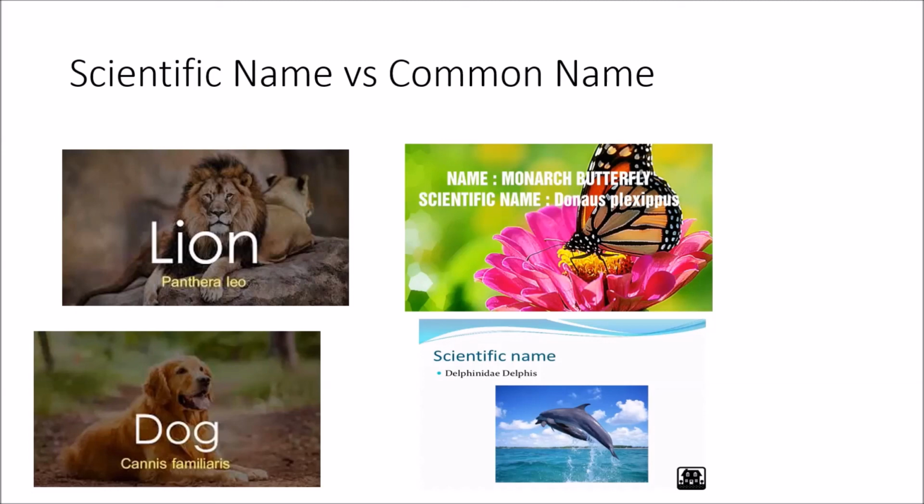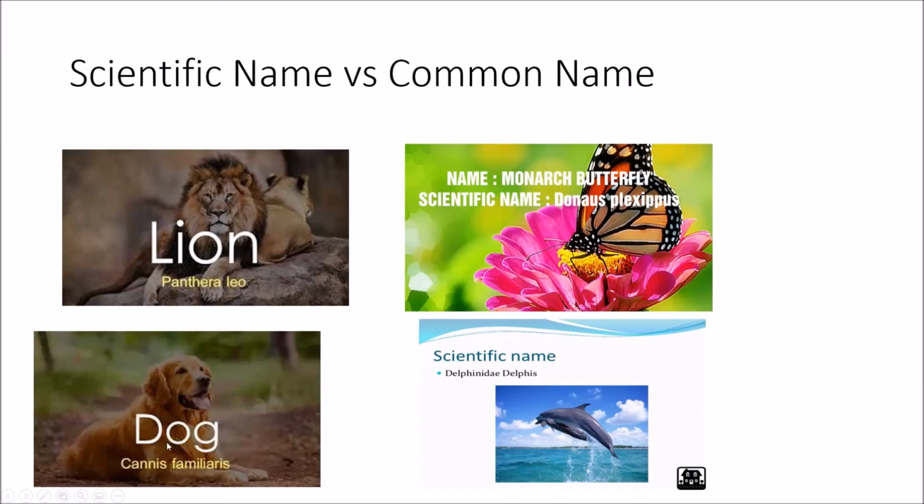So when we use a scientific name, on the other hand, we're giving each of these organisms two names, and this name is unique to them. So it's only referring to one organism, and that makes sure that we're not confusing organisms with one another. For example, the common name for this animal here is a lion, but the scientific name can be seen here down below, Panthera leo.